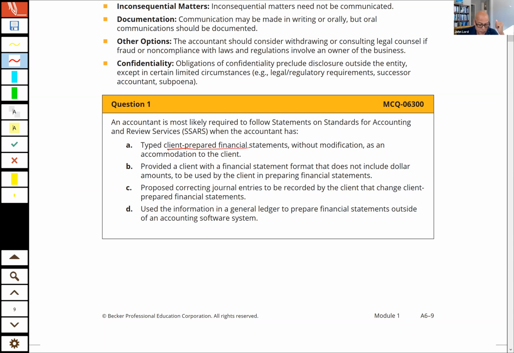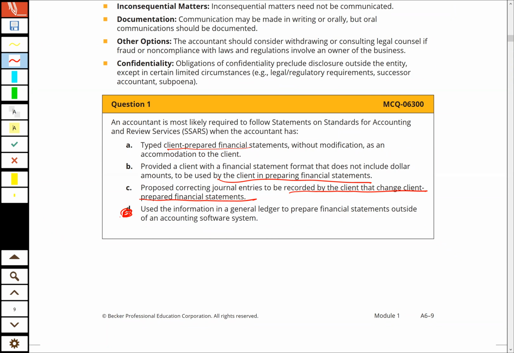B, provide a client with a financial statement format that does not include dollar amounts to be used by the client. Who prepared the financial statements? The client. C, propose correcting journal entries to be recorded by the client. Who prepared the financial statement? Client prepared statements.